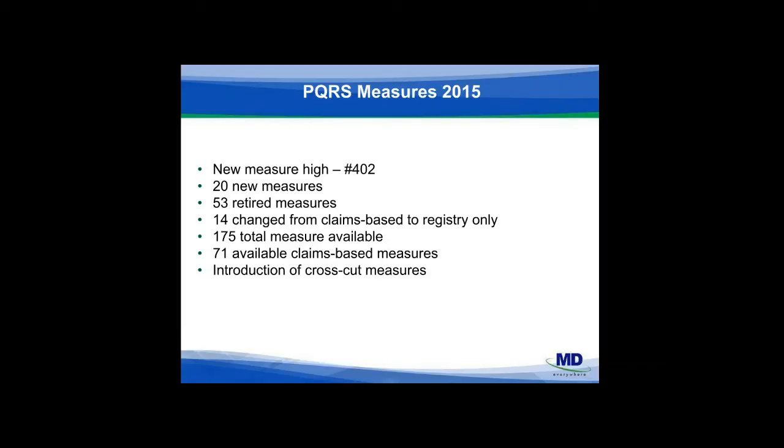PQRS kicked off with 74 measures, and in the first year alone retired 50 of those measures while expanding the new measure high to 134. A representation of how far CMS has brought the PQRS system is highlighted in that currently in 2015 we're up to 402 measures. There were 20 new measures implemented, 53 retired, and 14 that are changing from claim-based to where you can now only submit to a registry. There are 175 total measures available, and 71 available for claim-based reporting.